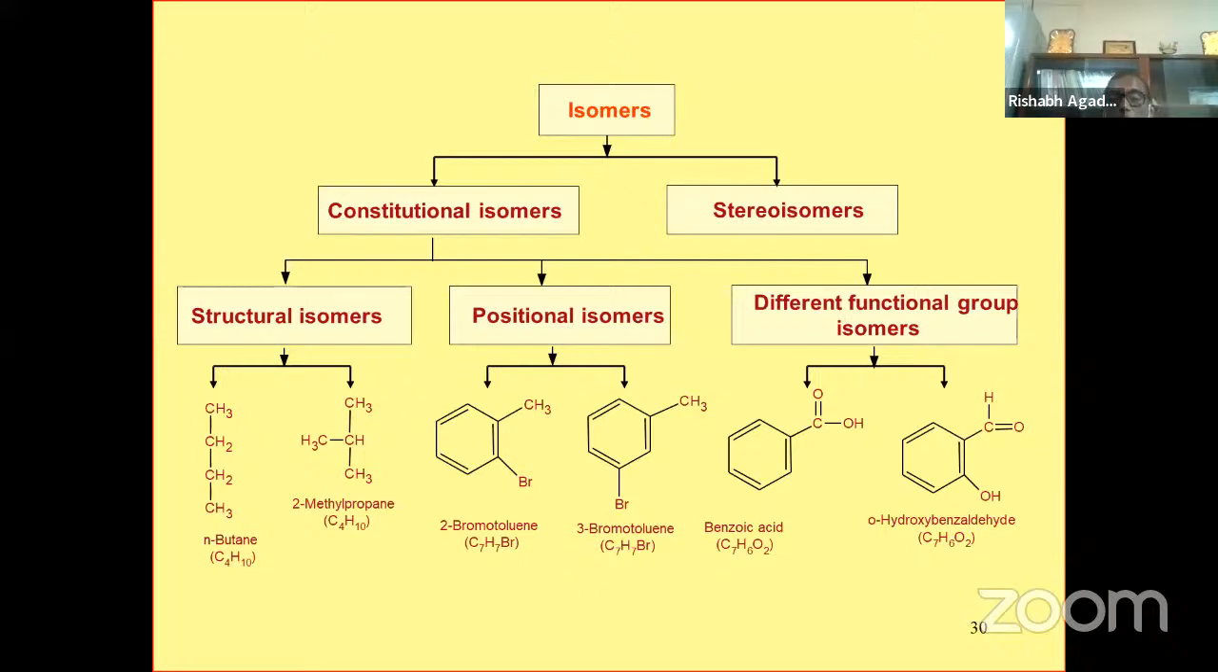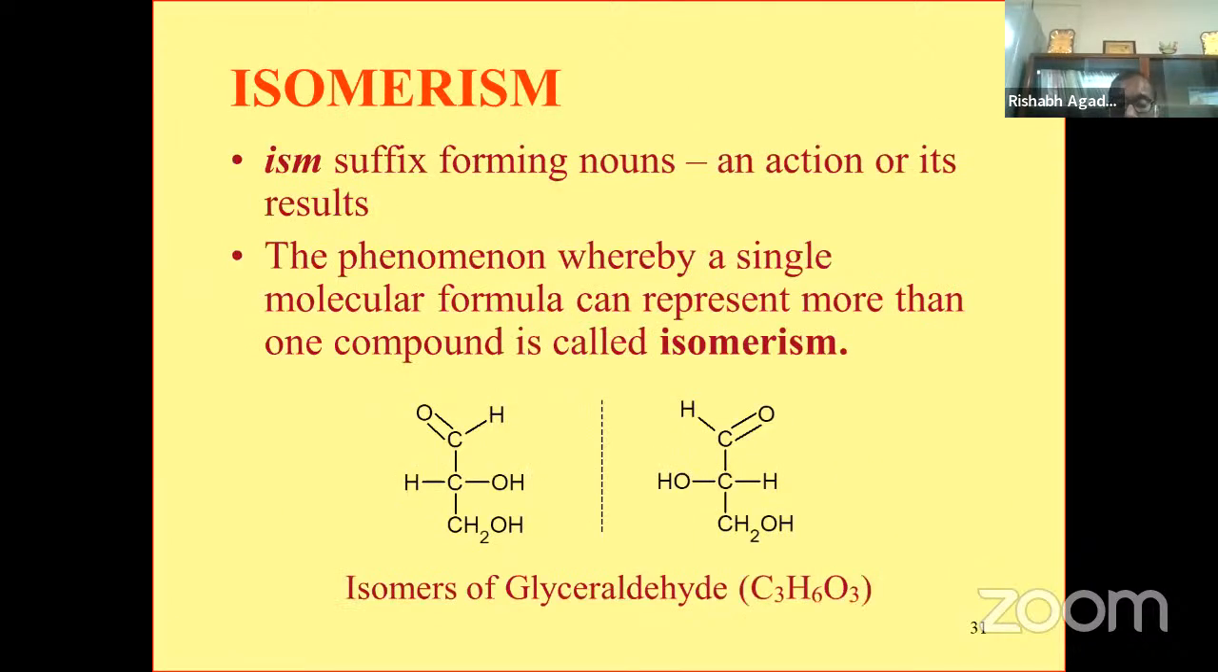And with a different functional group, the molecular formula is the same, but if you change the functional group, that molecule can be changed from benzoic acid to orthohydroxybenzaldehyde. So these are actually constitutional isomers. Based on that, the phenomenon will be called isomerism, "-ism" being a suffix forming a noun of action or its result. And the phenomenon whereby a single molecular formula can represent more than one compound will be called isomerism. So that's much simplified.